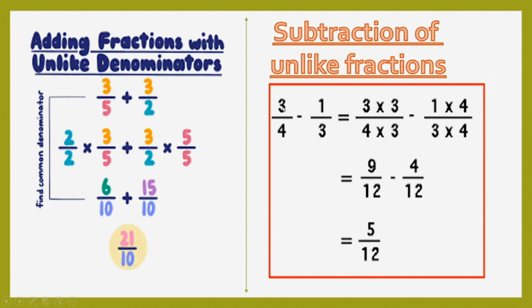Similarly, we are going to subtract unlike fractions. To convert unlike fractions into like fractions, we'll take the LCM of the denominators 4 and 3. LCM of 4 and 3 is 12. So to convert 4 into 12, we multiply both the numerator and denominator by 3. And to convert 3 into 12, we multiply both the numerator and denominator by 4. Now 3 3s are 9 by 12 minus 4 by 12, which is equal to 5 by 12. In this way, we'll add and subtract unlike fractions.